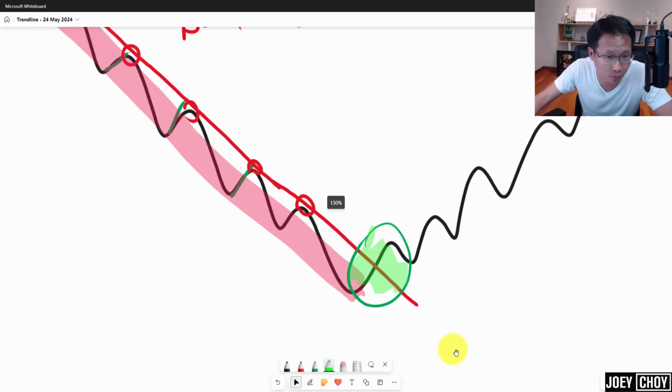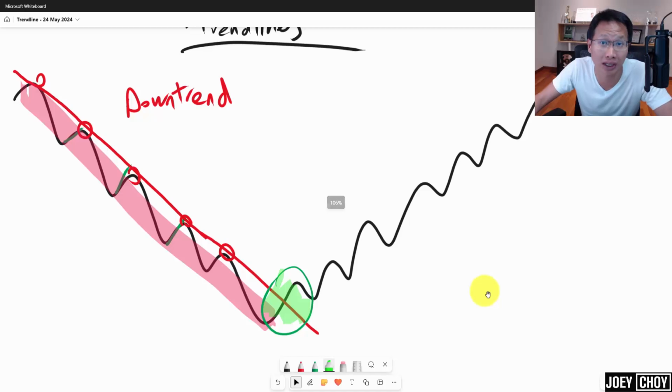All right, so now that we have a break above this downward sloping trend line, that's where we can turn into an uptrend, right? And how do we tell if a stock has turned into an uptrend? Well, if it starts to form what we call higher lows, right?